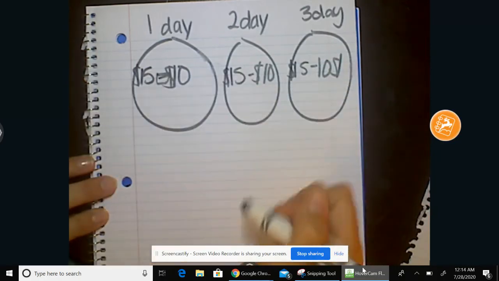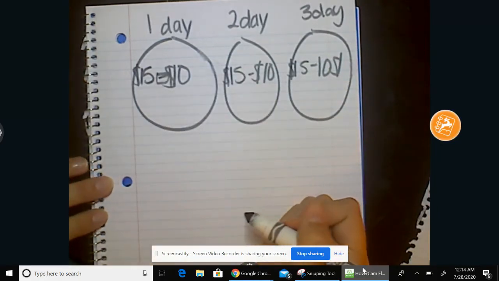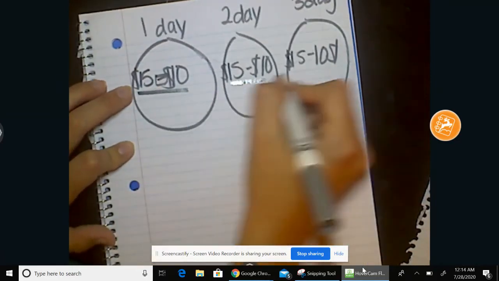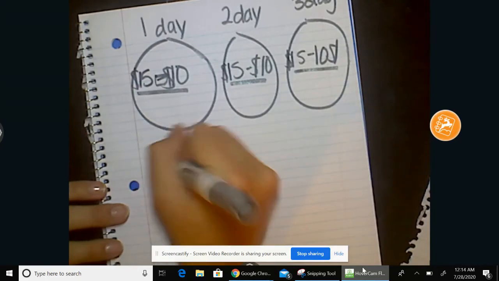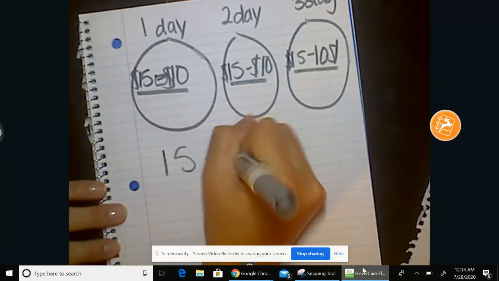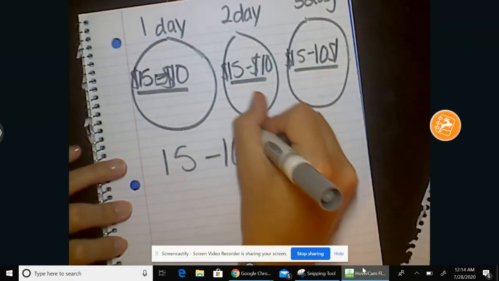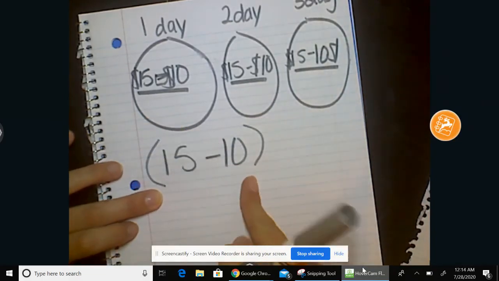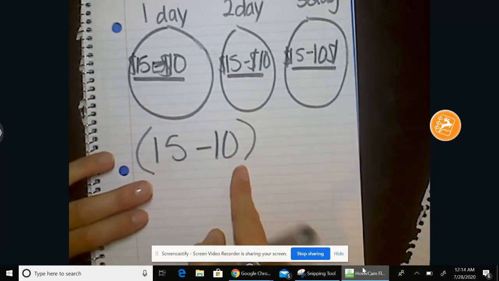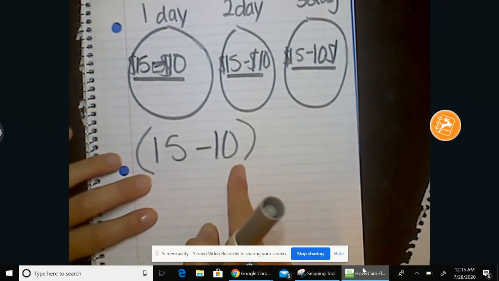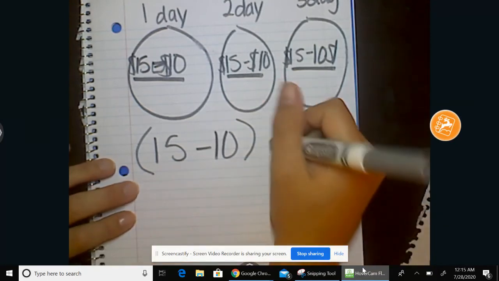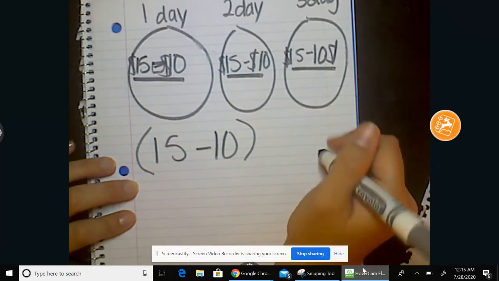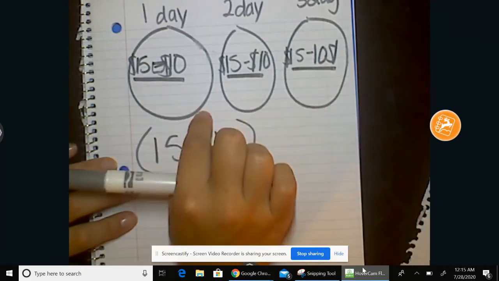What is the first thing that we have to figure out? Well, the first thing we have to figure out is what is inside the problem. So I see 15 minus 10 is first, so I know that that needs to be inside the parentheses, because that tells me that goes first. Parentheses always goes first.